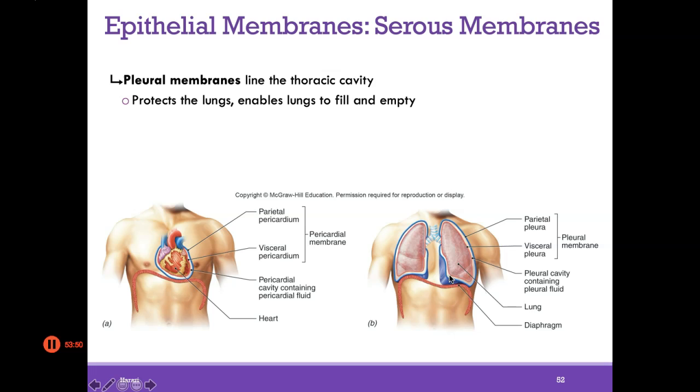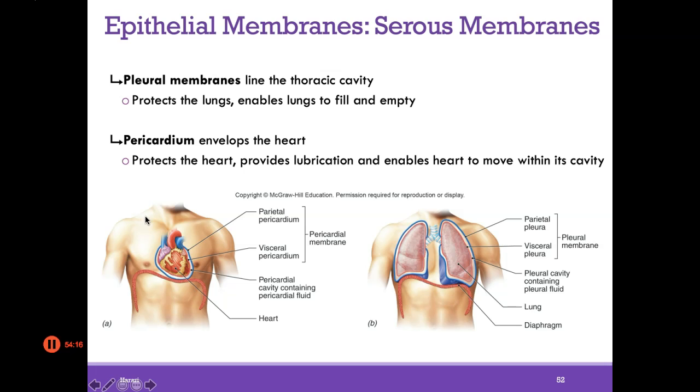The membrane that is closer to the lungs is called the visceral pleura. The one that is more superficial is called the parietal pleura. But it's a double membrane. Right? So the pleural membrane consists of the parietal and the visceral pleura. And then in between, we have that pleural fluid, the serous fluid. Specifically, in the case of the pleural membrane, we call it pleural fluid.